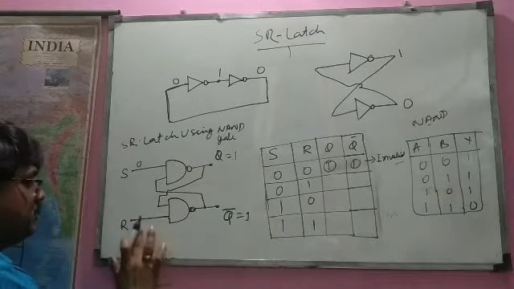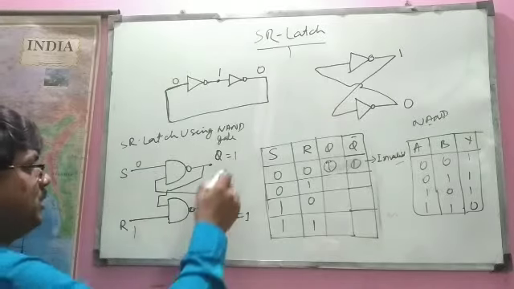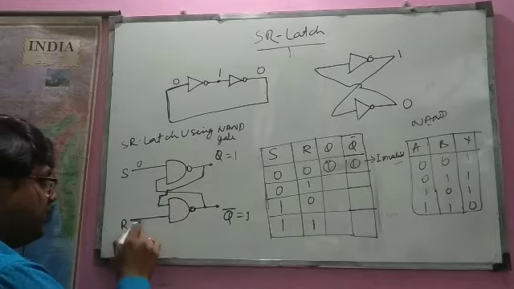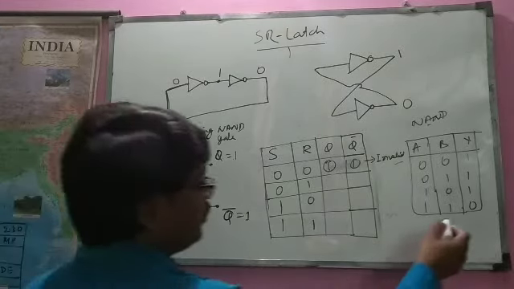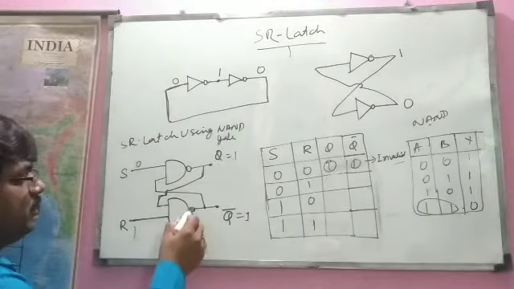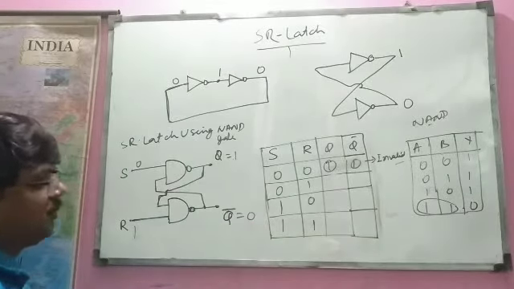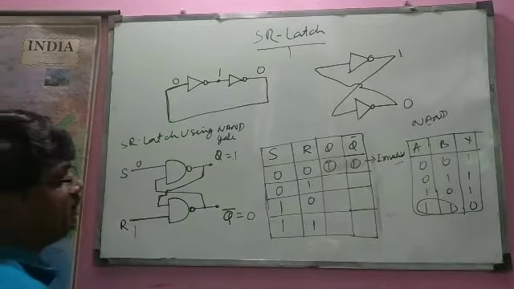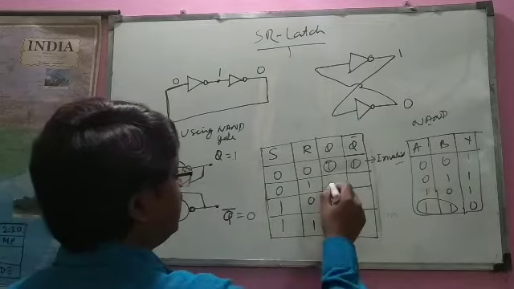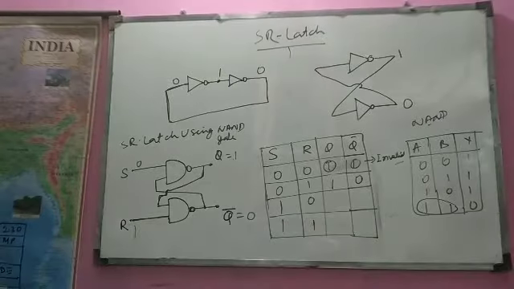Now see this one. If this is 0 and this is 1, what will happen? If this is 0, it is going to be 1, no problem. So it is 1, and 1 is coming here at this input, and here it is also 1. So both inputs are 1. In a NAND gate, if both inputs are 1, what will be the output? That is 0. So no problem. That is very interesting, and as we want. So if this is 0 and this is 1, it will be 1 and 0. No problem.